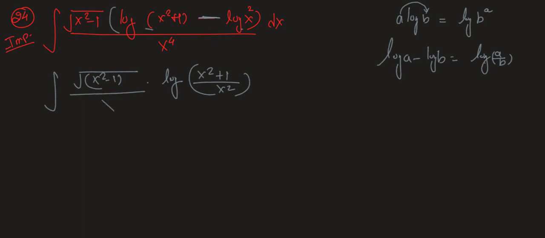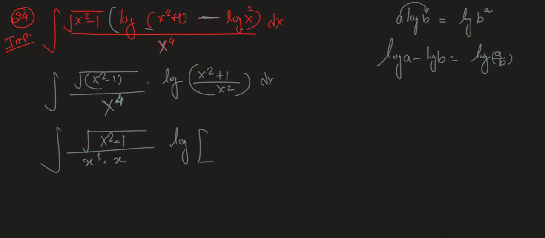And here we have x raised to power 4. This is in the denominator. So this will be a little bit more manipulation. This power 4, can I write x cube into x? And this I will write this by this and this by this. Correct? x square by x square plus 1 by x square. So this will be 1 plus 1 by x square, dx.